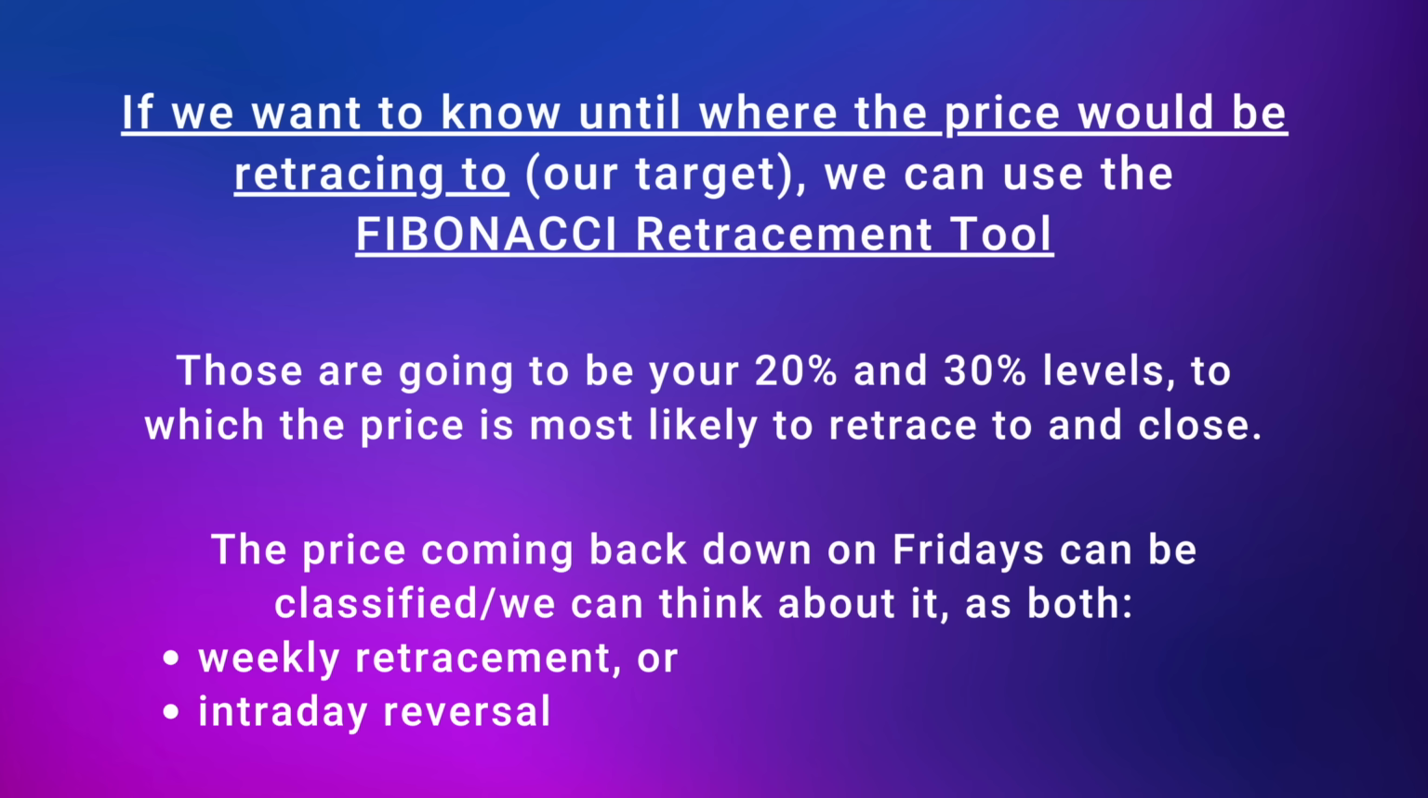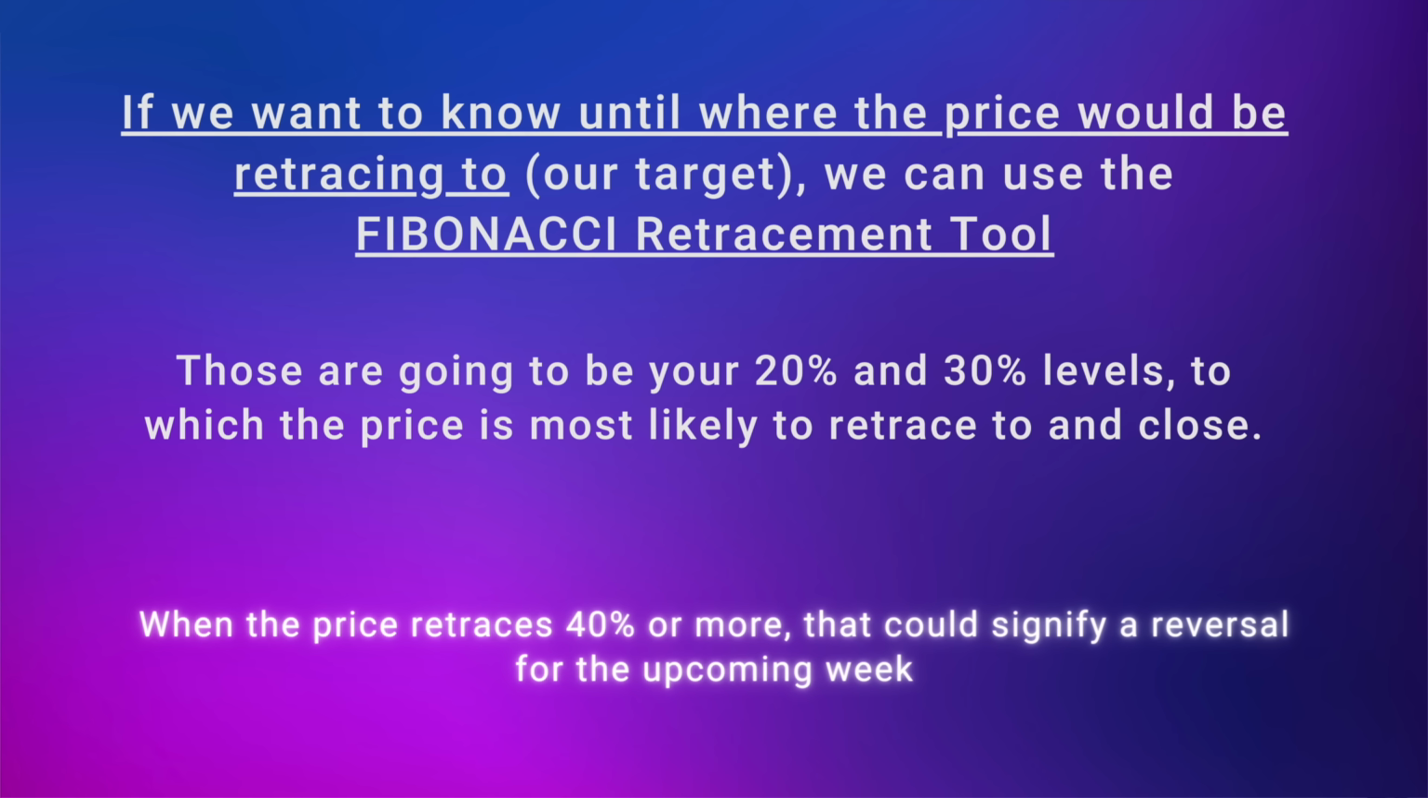Something that ICT shows us and tells us is that the price coming back down and coming back lower on Fridays, when it actually went higher during that week, and so when it had a bullish movement, can be classified and we can think about it as a weekly retracement or an intraday reversal. When the price, and this is very important, retraces 40% or more, that could signify a reversal for the upcoming week. So remember that, guys.